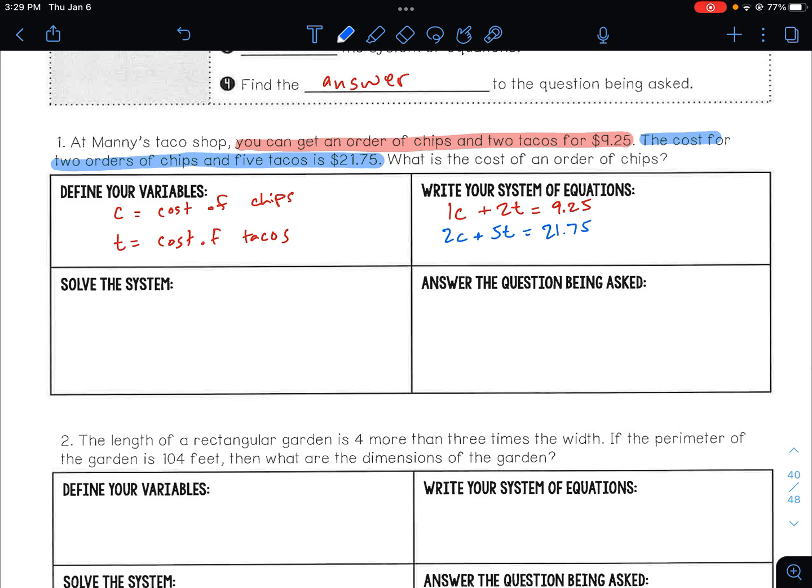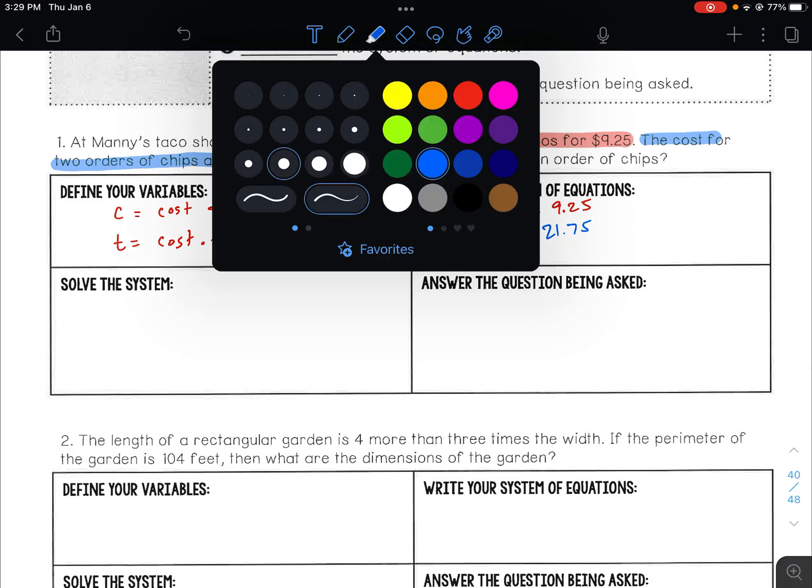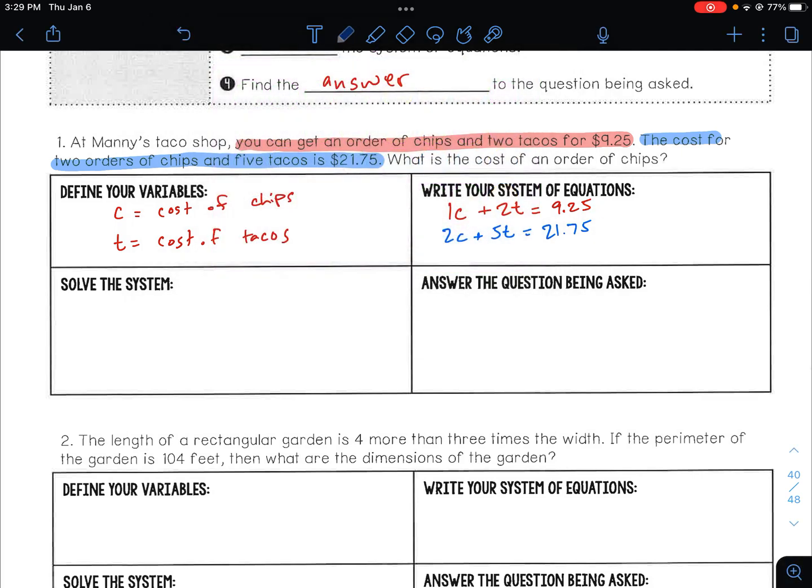So I'm actually going to rewrite this equation in purple. If I have 1C, or just C plus 2T equals 9.25, I want to get the C by itself, isolate the C, so I'm going to subtract 2T from both sides. That'll cancel. Subtract 2T from this side, and that gets me C equals 9.25 minus 2T. All right? And I'm going to end up substituting that in. So just hold on to this information right here.